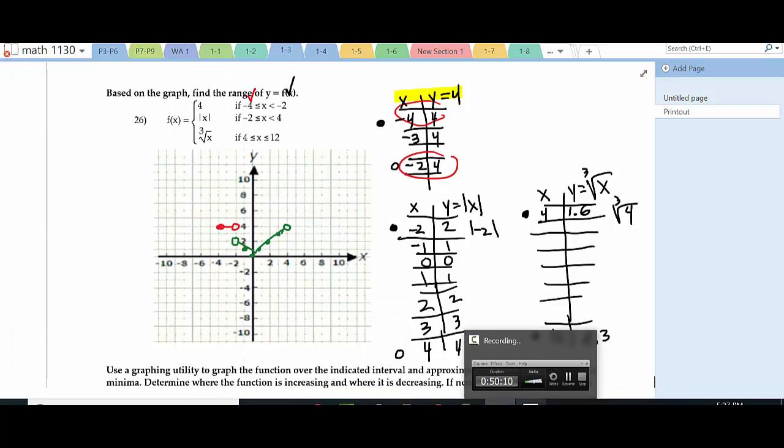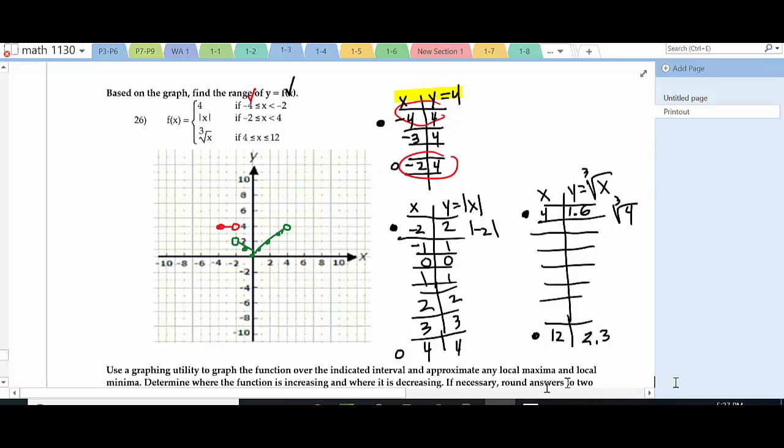Now, what I want to ask you guys, though, is between 4 and 12, what's a number that has a cube root? 8. 8 does. The numbers that have cube roots are like 1, 8, 27, 64, 125. So all I'm going to do is put 8 there. You can do more if you want to, but you'd have to crunch that on the calculator. Cube root of 8 is 2, like that.